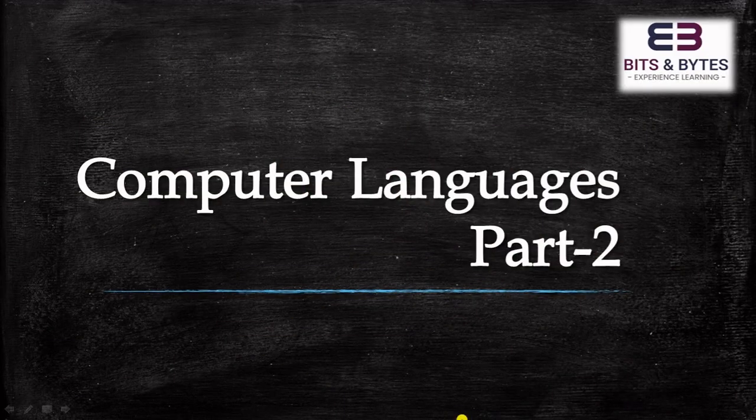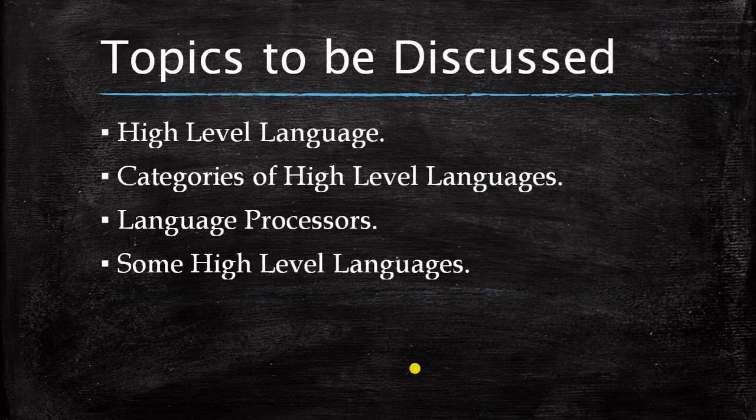So students, in this part 2 video, the topics I'm going to cover today are high level languages, categories of high level languages, language processors, and some high level languages. Before I go further, let me revise what we did in the previous video. We got to know that computer languages are divided into two sections: one is low level language, one is high level language. In the previous video we understood low level languages, which are assembly language and machine language. Now apart from that we have some high level languages also. So one by one we are going to cover that.